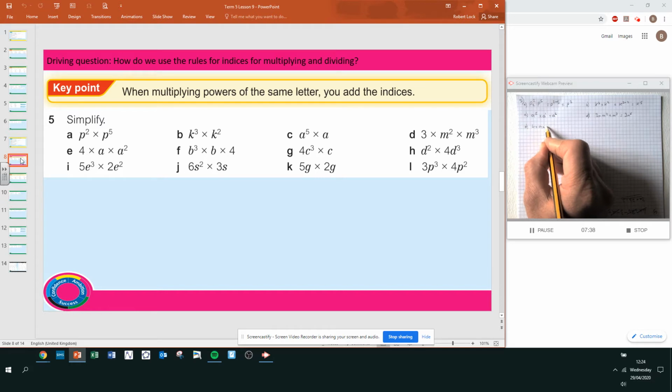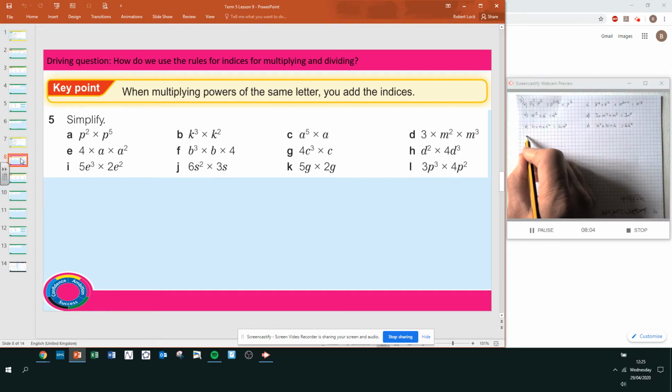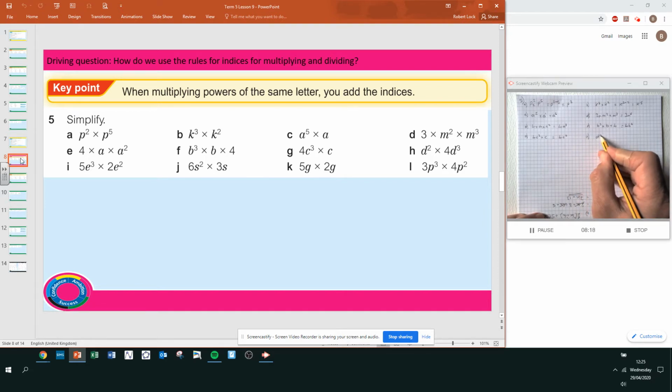E. 4 times a squared is 4a, and there's a 3 there, so 4a cubed. F. b cubed times b times 4 equals 4b, there's one there, so 4b to the power of 4. G, 4c cubed times c equals 4c to the power of 4. H. d squared times 4d cubed equals, those d's would make 5. This is 4d to the power of 5.